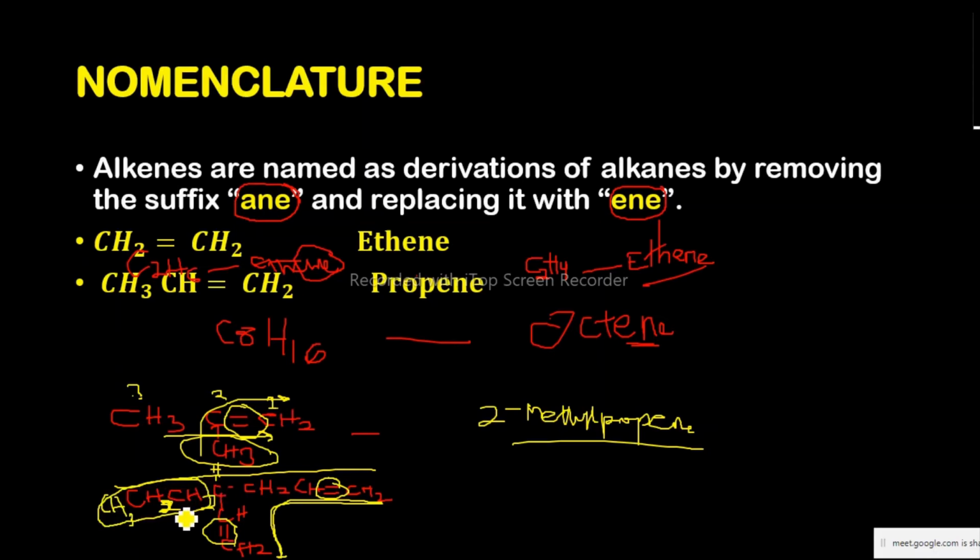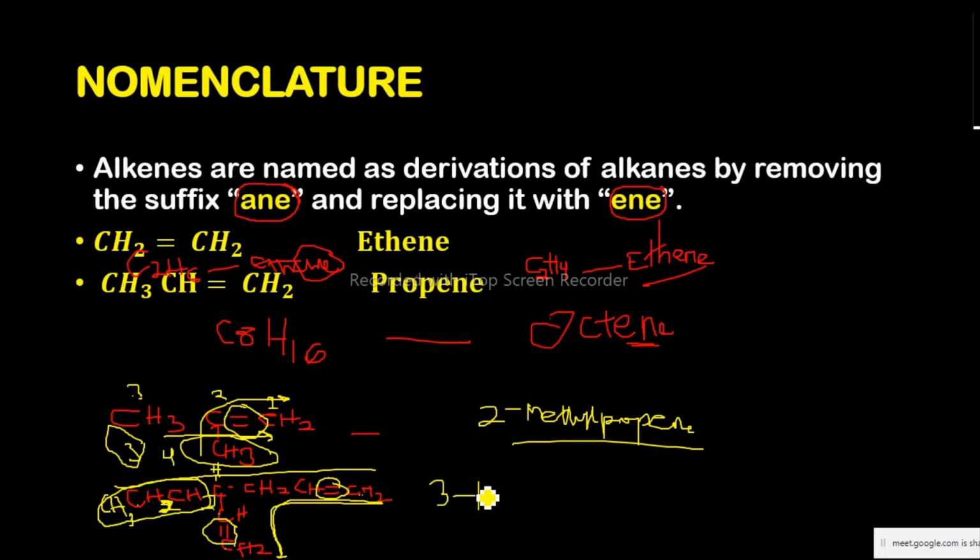So when you are naming this, therefore, it is going to be 1, 2, 3. If you count from this side it is 1, 2, 3, 4, carbon 4. But if we count from this side it is 1, 2, 3, so it is carbon 3. So we consider the lowest locant, and the lowest locant is 3. So it will be 3 hyphen. And this is 1, 2, 3.